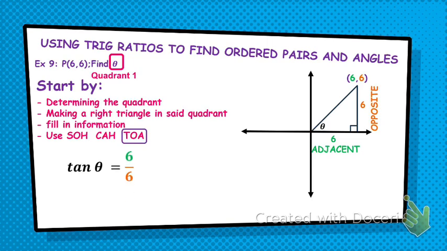If I can set that up, I can go ahead and reduce this to tangent of theta is just equal to 1. And now what do we do here? We're asked to find theta. We're not asked to find tangent of theta.